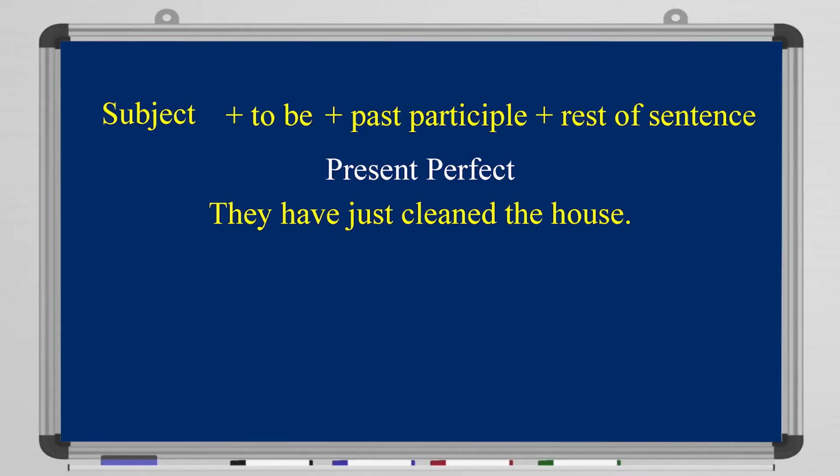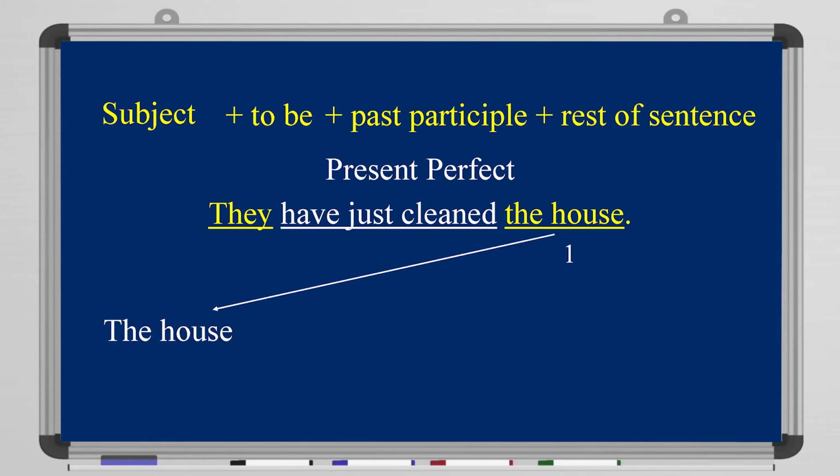They have just cleaned the house. Again, tell me what to do. I don't know. You tell me. Identify the subject, the verb, the object. Very good. The subject is they. The verb is have just cleaned. And then the object is the house. Now what do I do? Do I start with the object or do I start with the subject? Object, are you sure? Very good, excellent. So I start with the house. Now what do I do?